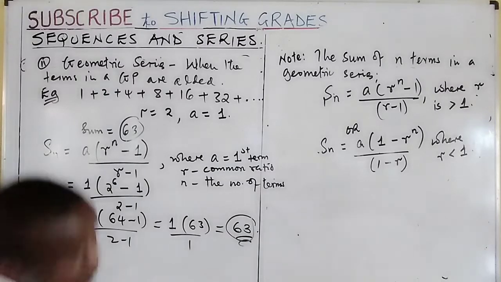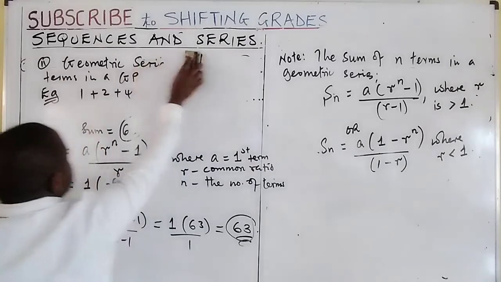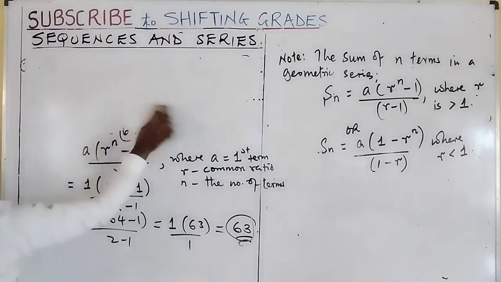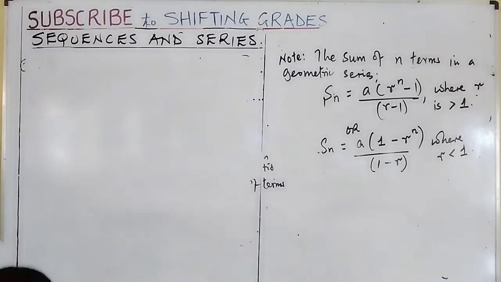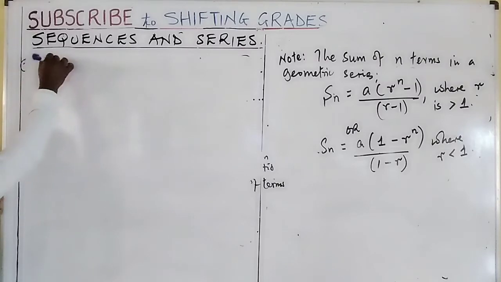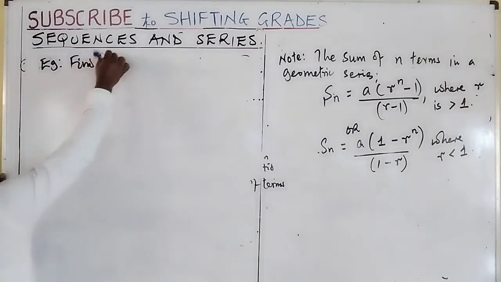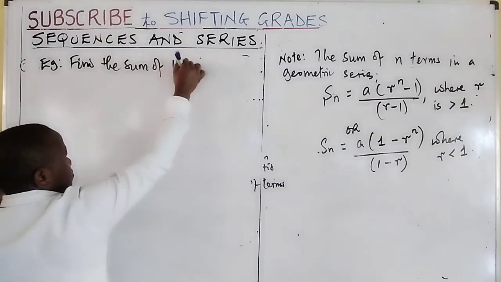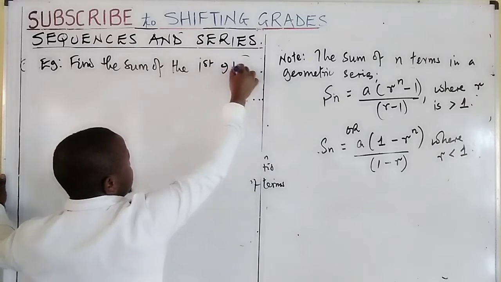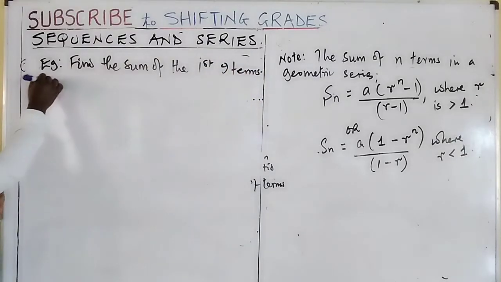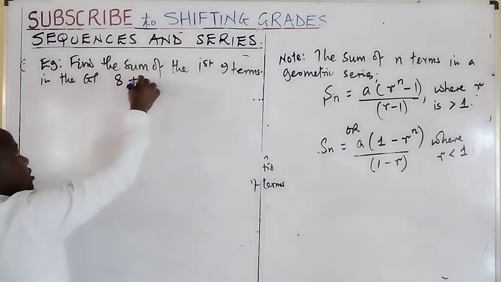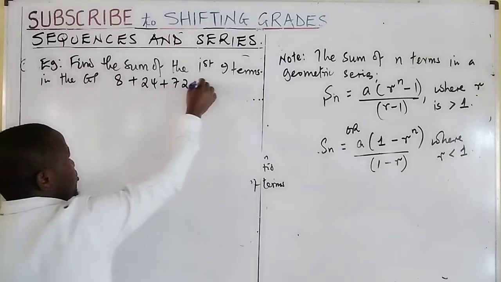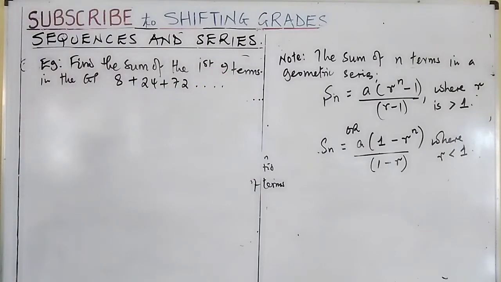Find the sum of the first 9 terms in the GP: 8 plus 24 plus 72.